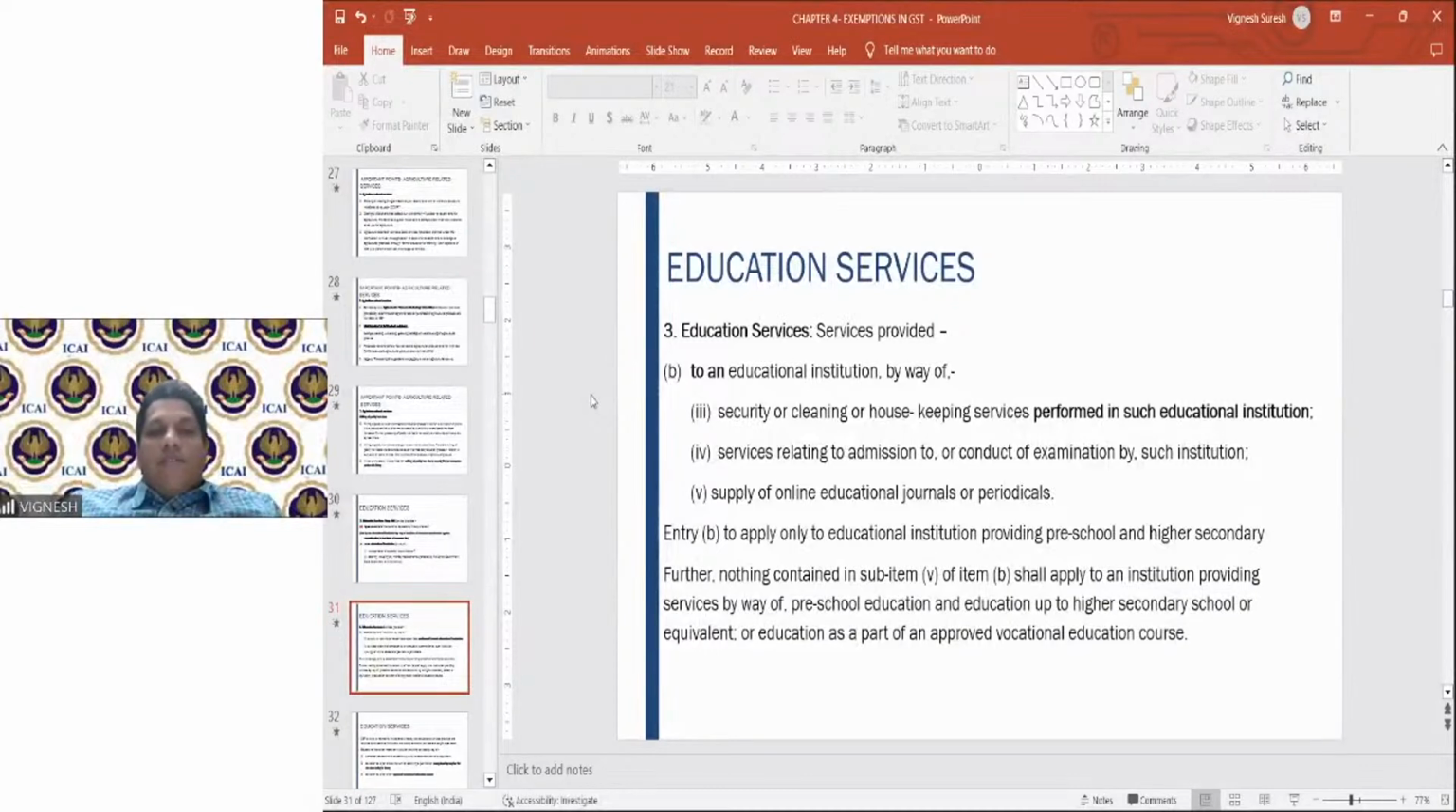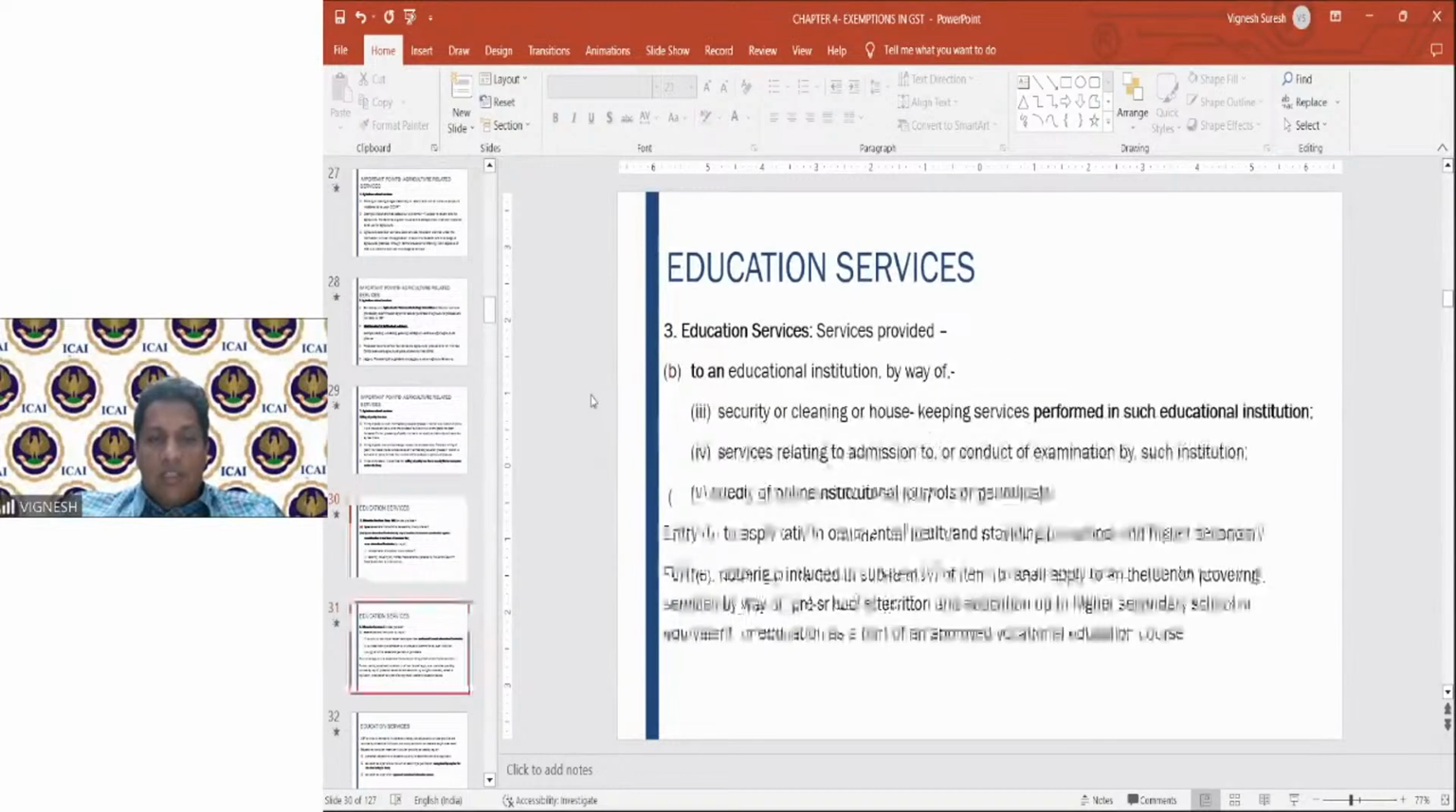Then service relating to admission to or conduct of examination. Also, if you're providing any services to the education institution, it is exempt. Supply of online educational journals or periodicals: online journals and periodicals provided to the education institution are also exempt.